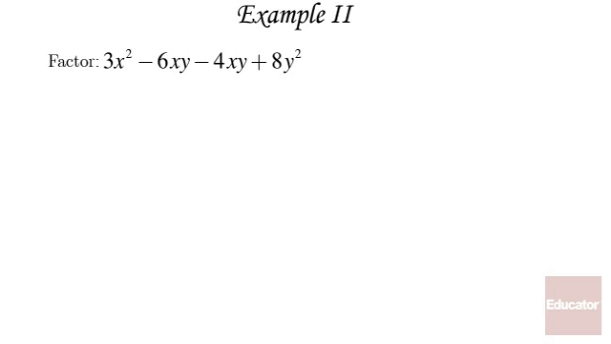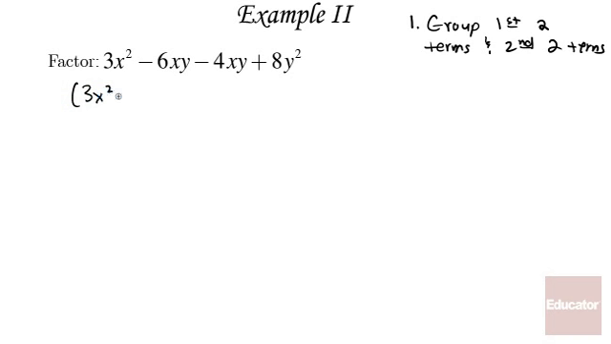Okay. In the second example, I see that I have a polynomial with 4 terms. So we're going to use the grouping method. Remember, first, you're going to group the first 2 terms and the second 2 terms. This is when I have a polynomial with 4 terms. I'm using the grouping method. So I'm going to group 3x squared minus 6xy, and I'm going to group -4xy plus 8y squared.